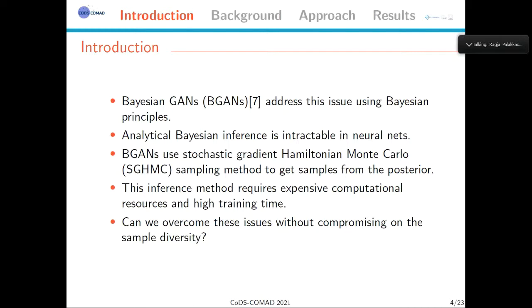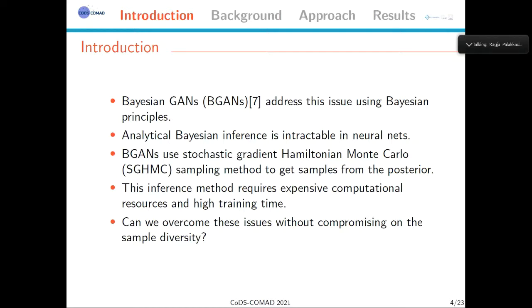Bayesian GANs were introduced to address this issue using Bayesian principles. So instead of learning a single point estimate as the parameter, Bayesian GANs learn a distribution over the parameters of the GAN. But analytical inference is intractable in neural networks. Hence, Bayesian GANs go for an approximate inference method, which is a variant of Markov chain Monte Carlo sampling called stochastic gradient Hamiltonian Monte Carlo sampling, to get samples from the posterior.